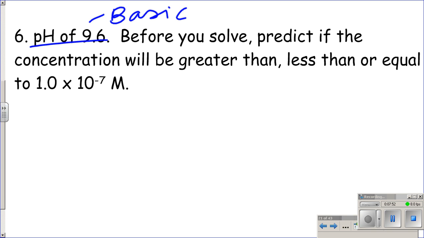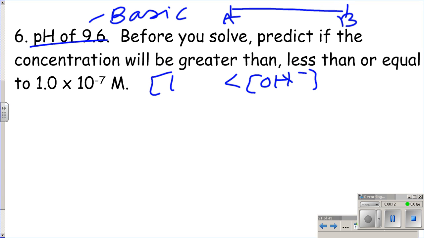You know the pH scale runs A to B, yeah? Alphabetical order, acid to base. Just make sure you know that. Okay, so this is basic. If it's basic, does that mean we have more hydroxides or more hydroniums? Hydroxides. Because that's what's causing it to be basic, right? So hydroxide is greater than hydronium.